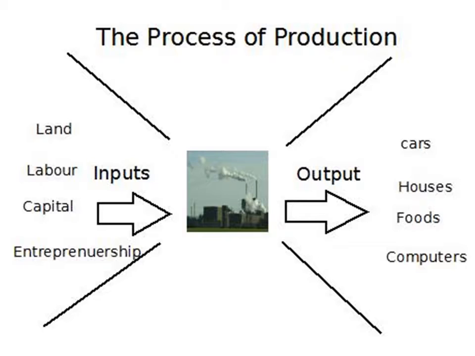So for the process of production, you need inputs. You put things into the production process and you get things out. So you need land for your factory. You need labor, humans to work in your factory. You need capital, which is basically money to buy the factory structures. And you need someone to run the business, an entrepreneur. And then you get things out of it. You get cars, houses, foods, and consumer goods like computers.